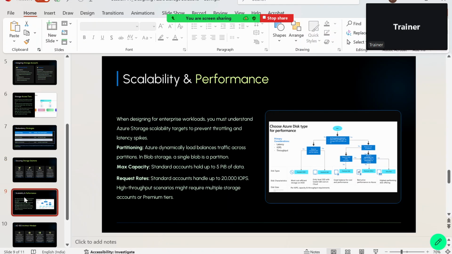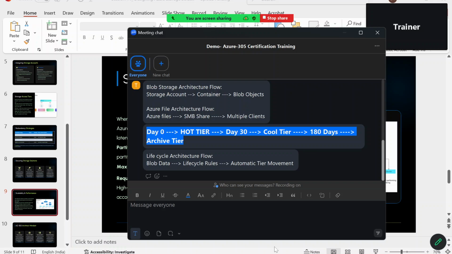And what is read access geo zone redundant storage, which is RA-GZRS? It is the highest resilience option, providing zone protection, regional protection, and secondary read access. The architecture flow looks like this, the flow of RA-GZRS.